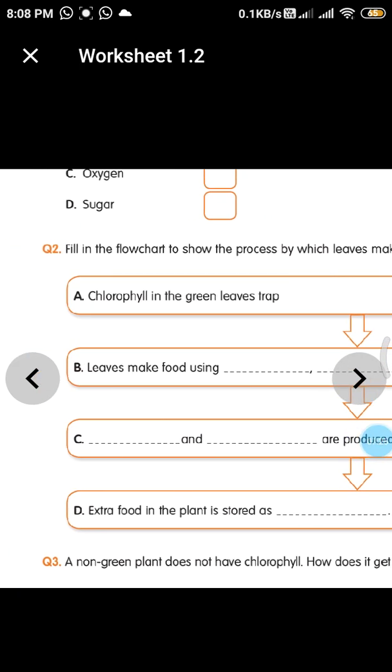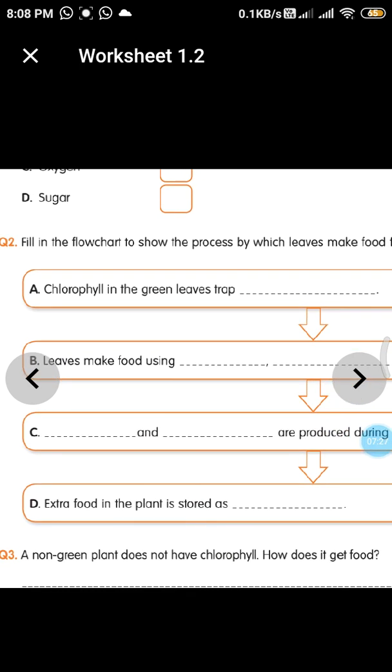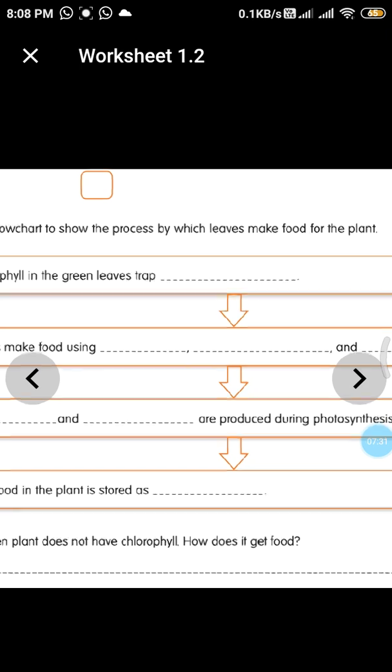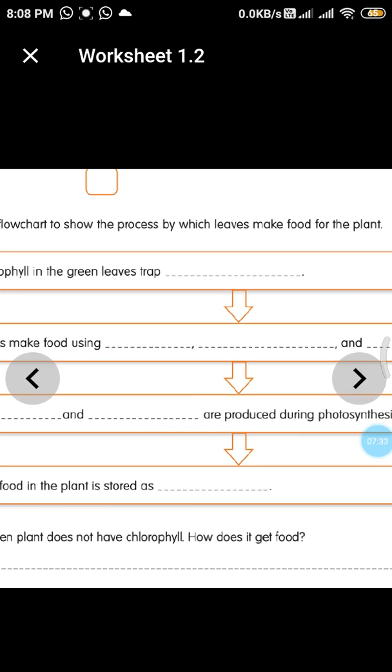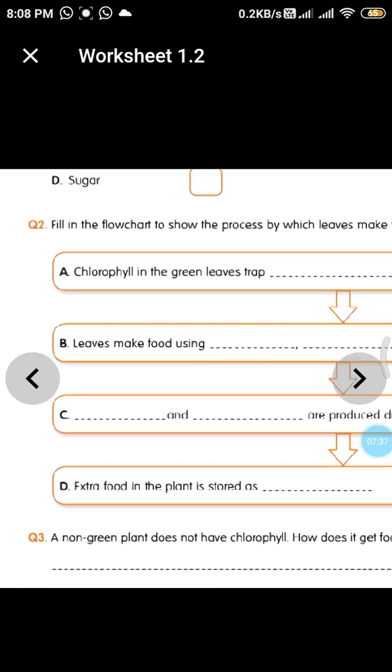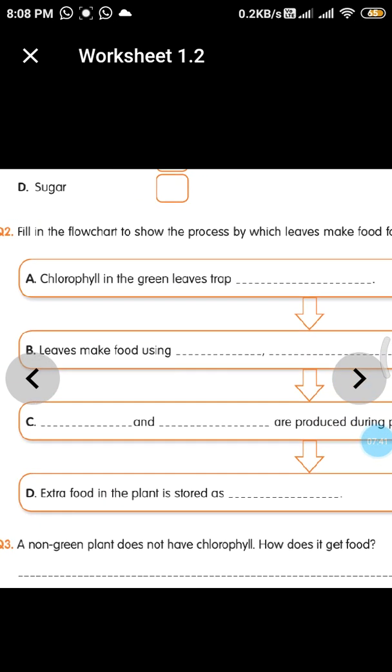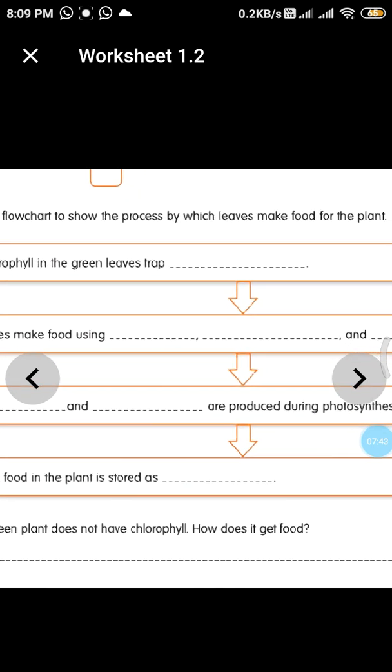And come to the next question, children. Fill the flow chart to show the process by which leaves make food for the plant. To explain photosynthesis, a flow chart is given that you can see. The first one is: chlorophyll in the green leaves traps the sunlight.